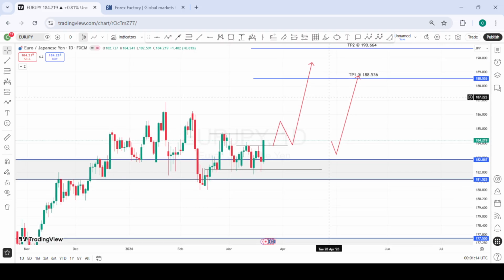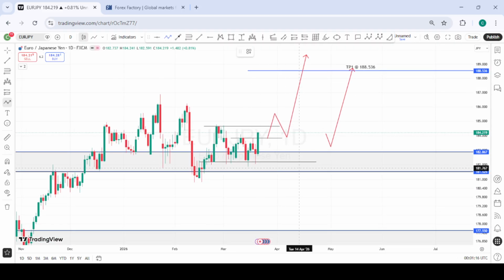So we are very bullish on EURJPY, sorry. Should price find its way back down here to clear this daily structure we have here and come for a retest, then we'll be going down. So the bias is bullish for EURJPY for the coming week.